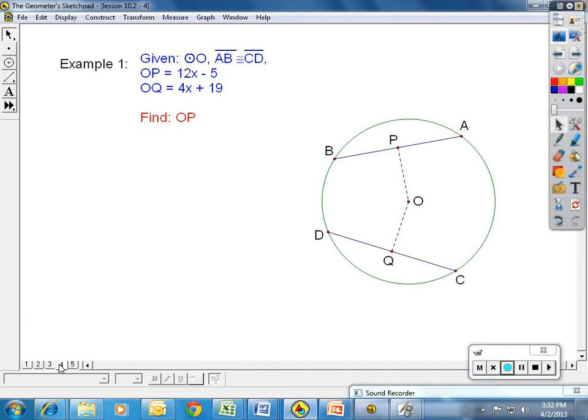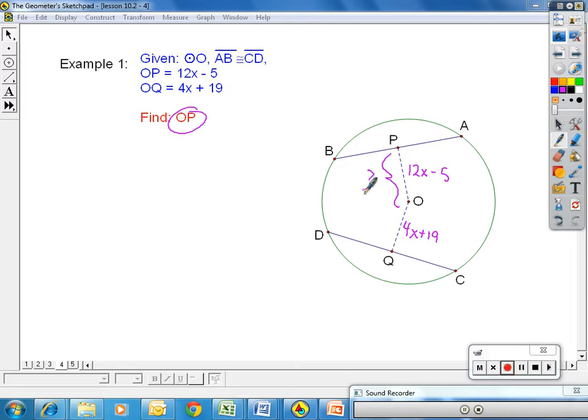This one, as you can see from the givens, probably is going to include some algebra. So I'm given circle O, and I'm given that AB is congruent to CD. I'm also given the fact that OP is 12x minus 5, and OQ is 4x plus 19. Well, what theorem did we just learn? I want to find OP. I want to find that value.